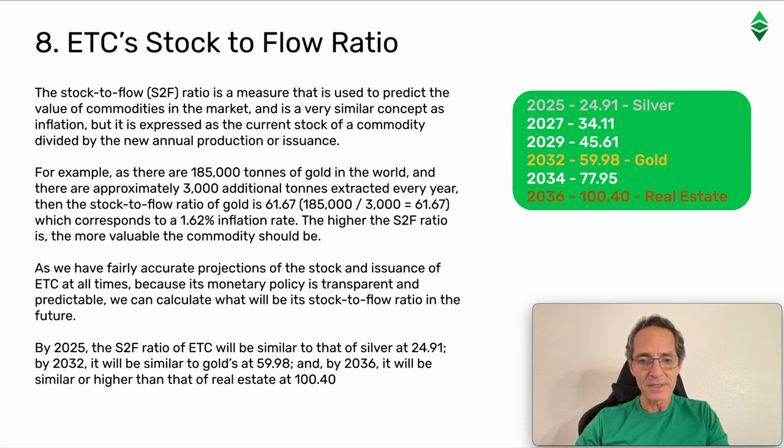As we have fairly accurate projections of the stock and issuance of ETC at all times, because its monetary policy is transparent and predictable, we can calculate what its stock to flow ratio will be in the future. By 2025, the S to F ratio of ETC will be similar to that of silver at 24.91. By 2032, it will be similar to gold at 59.98. And by 2036, it will be similar to or higher than that of real estate at 100.40.